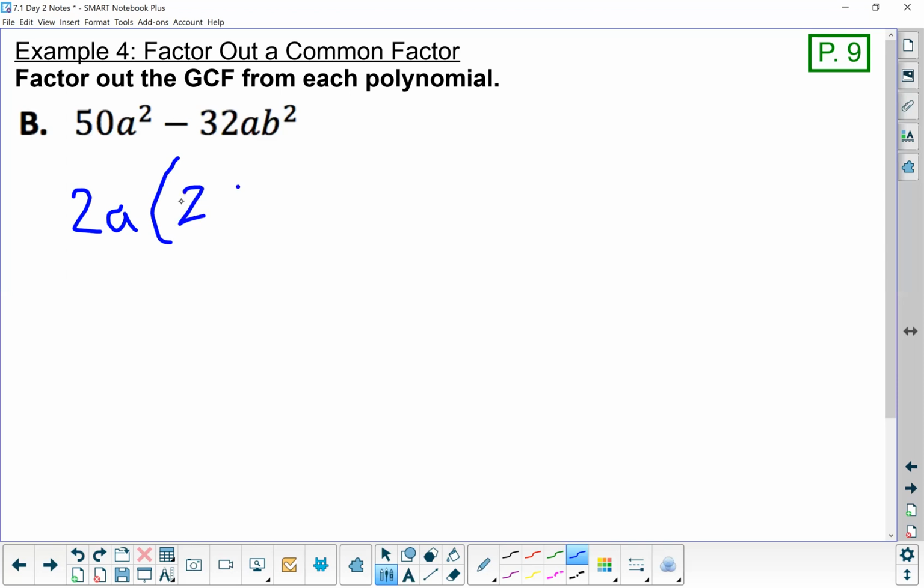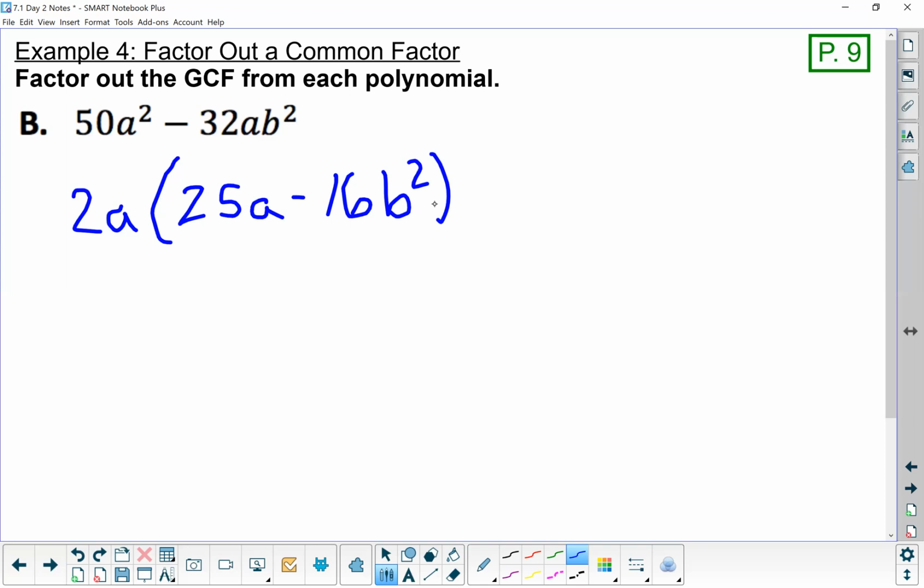What is 50 divided by 2? 25. I had a squared, factored out one of the a's. I'm left with a, or a to the first. 32 divided by 2 is 16. Try to write that a little better. I factored out the a, and there was no b to factor out, so b squared stays.